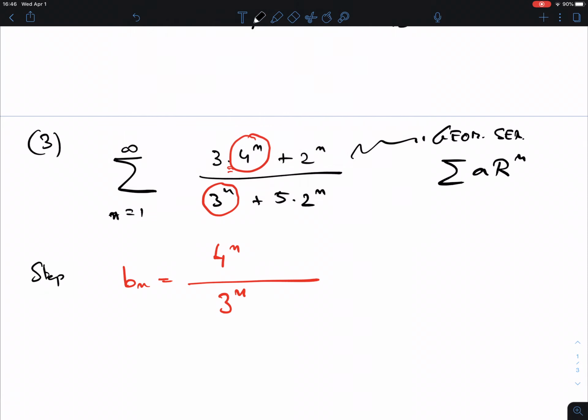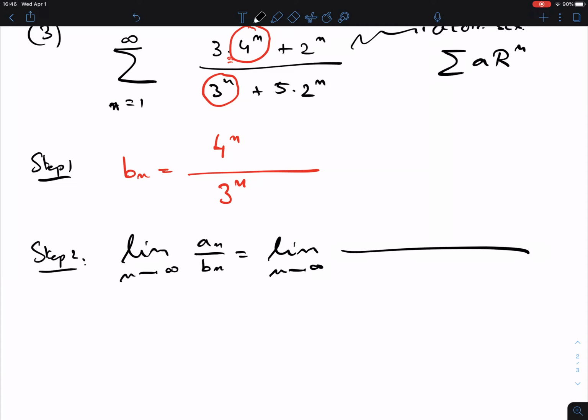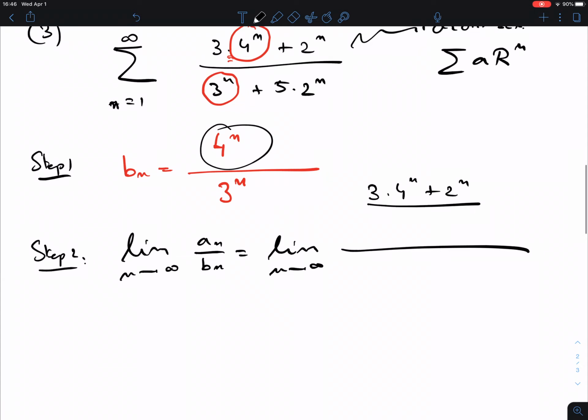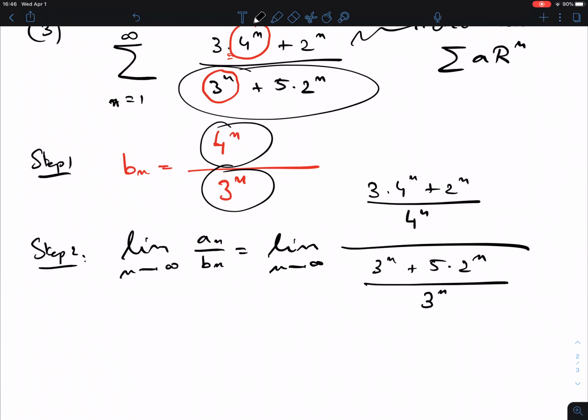So this was step 1, okay, and then step 2 is the same, although this is a different type of calculation, but we have to now calculate the limit for n going to infinity of an divided by Bn, okay, and we do the same thing, tops by tops, bottoms by bottoms. So we have 3 times 4 to the n plus 2 to the n divided by 4 to the n, and then here we have this guy, 3 to the n plus 5 times 2 to the n divided by this guy, 3 to the n, okay.